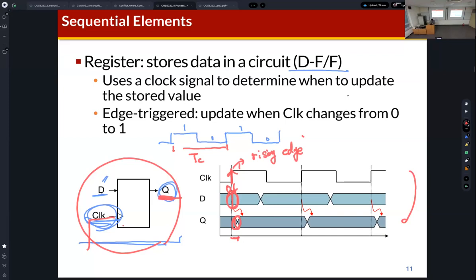As you can see, the value of D is changed here, but the output is not changing. It is because this value is sampled at the rising edge of the clock. So at this point, this changed value is sampled, and then this value is reflected to the Q. This is the behavior of D flip-flop. And actually in the design, these D flip-flops are frequently used. In the pipeline architecture, we use the D flip-flops.